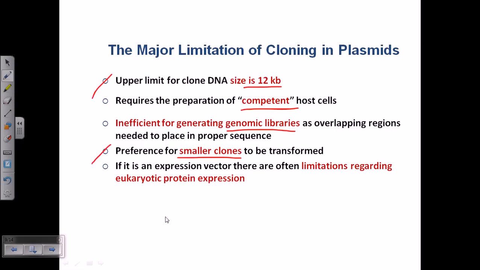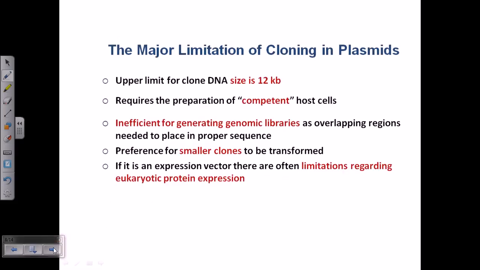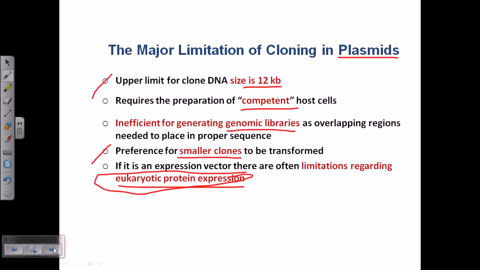And it is an expression vector. There are often limitations regarding eukaryotic protein expression. So in most cases we cannot utilize these plasmids for eukaryotic protein expression, because most of the time the plasmids are acting as the cloning vector only, not as the expression vector. That's why nowadays plasmids are modified in such a way that they can act as both cloning as well as expression vectors, so that we can use them in eukaryotic protein expression.